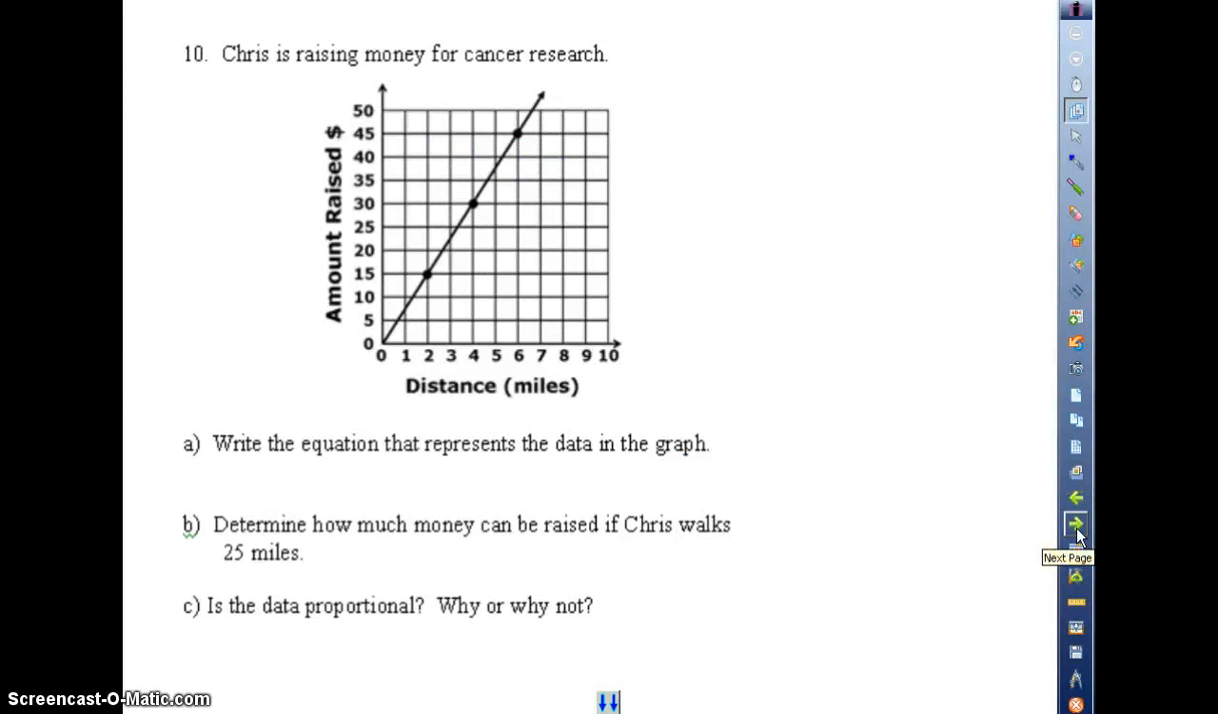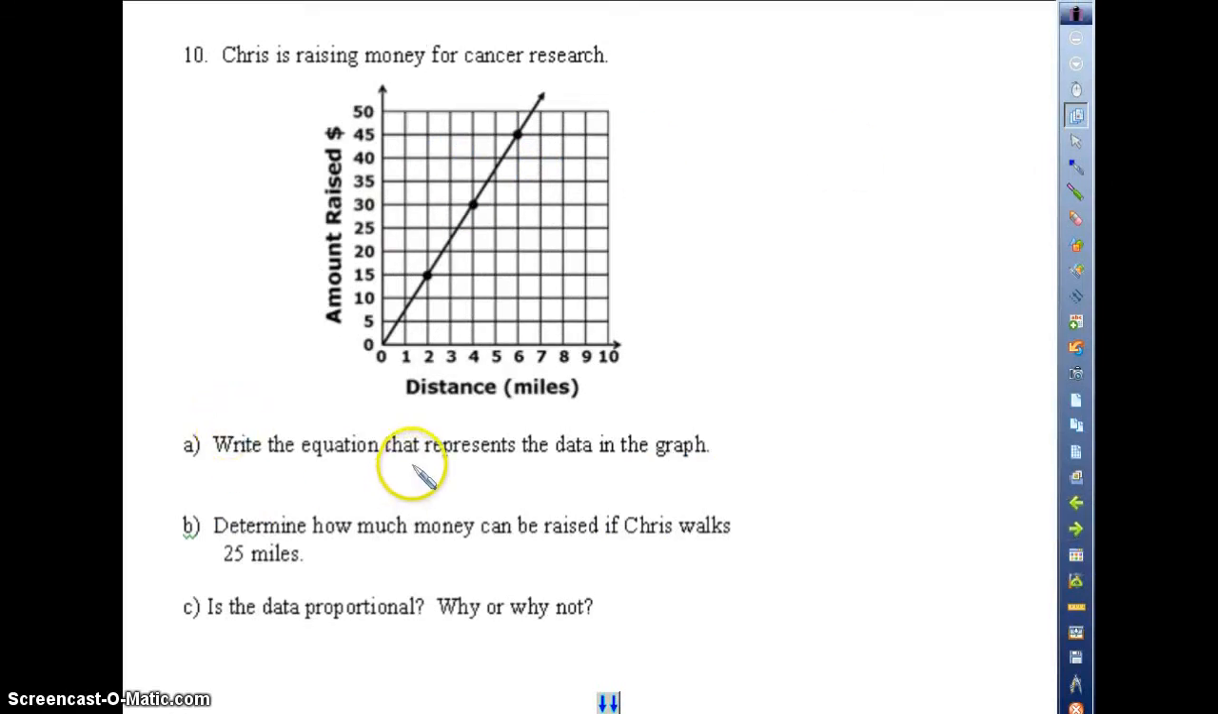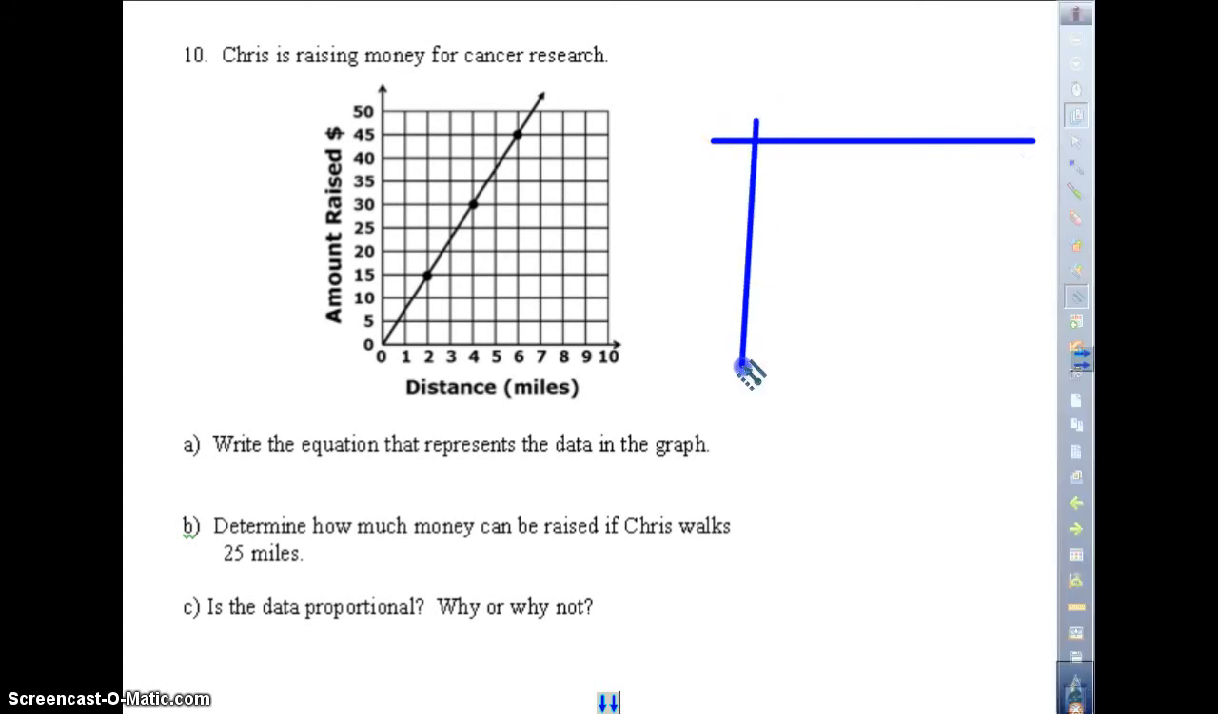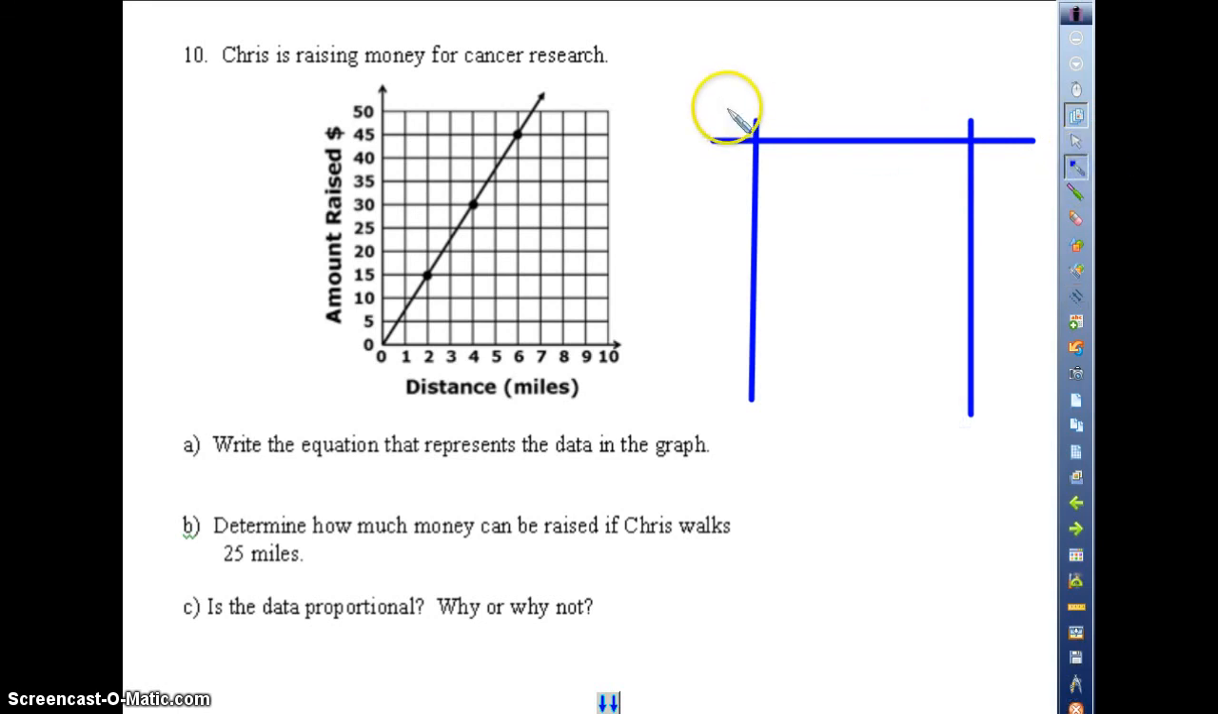Number 10, Chris is raising money for cancer research. Write an equation that represents the data in the graph. Okay. We are just going to set up a little table because this right now is the way you guys know how to write equations. Here's our x values, which are going to come off of here, and here's our y values, which come from over here. And we're going to find points on the line.